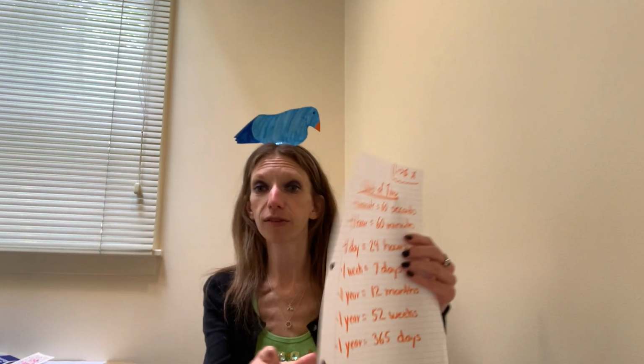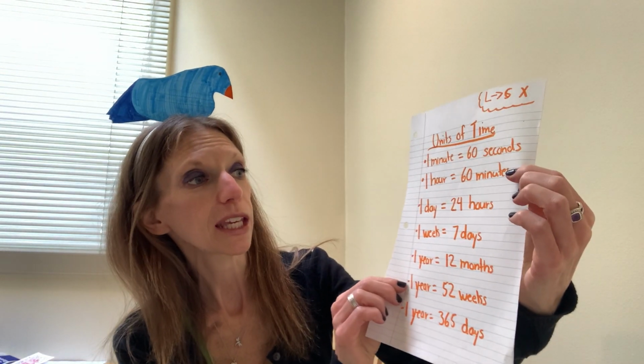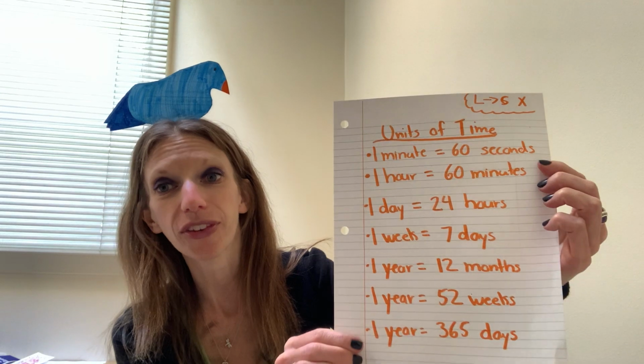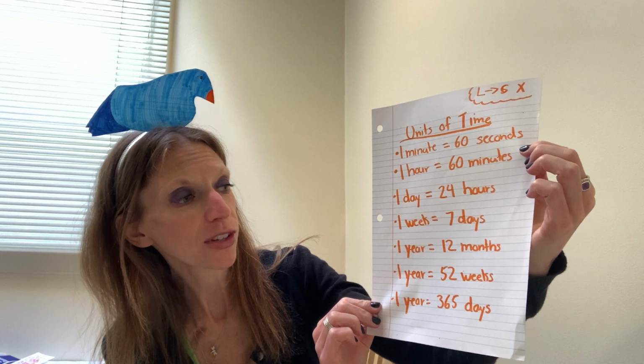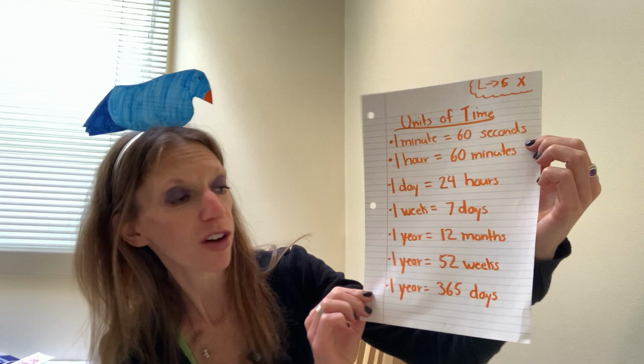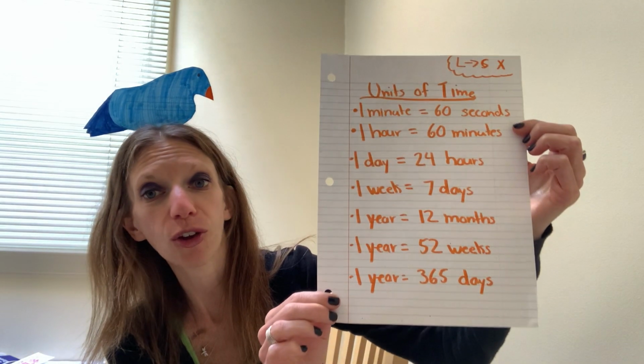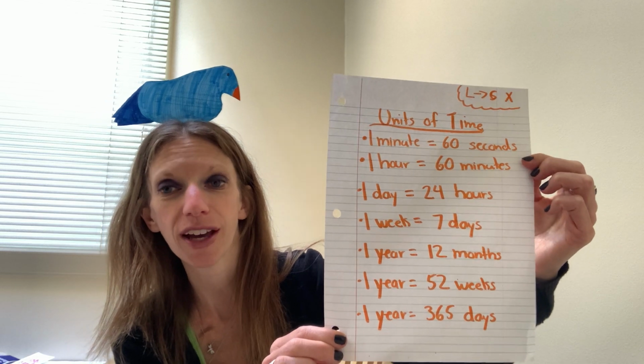So our units of time. 1 minute equals 60 seconds. 1 hour equals 60 minutes. 1 day equals 24 hours. 1 week equals 7 days. 1 year equals 12 months. 1 year equals 52 weeks. And 1 year also equals 365 days, except when we have a leap year like this year, it's 366 days.